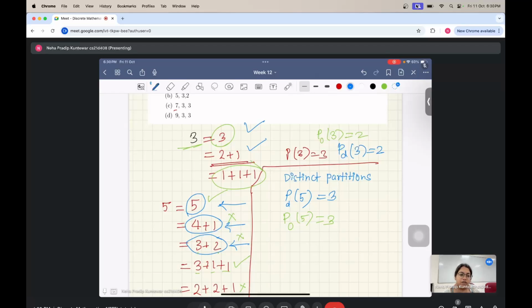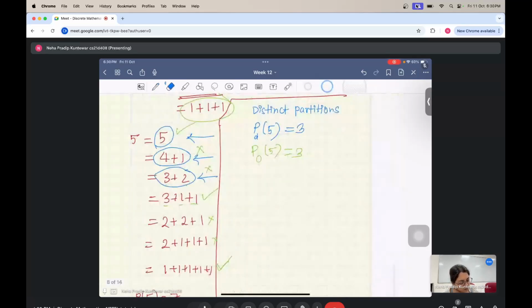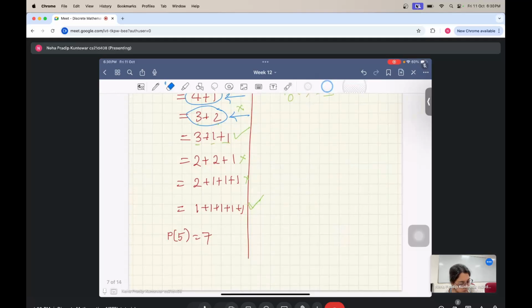So in general it can be shown that for any number n, PO of n is equal to PD of n. That is, the total number of distinct partitions is equal to the total number of odd partitions.